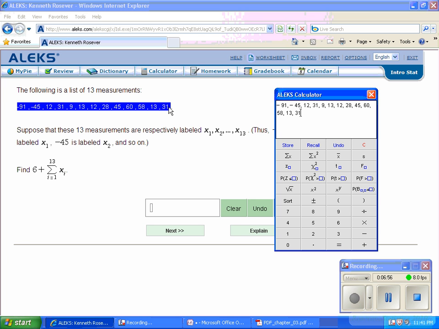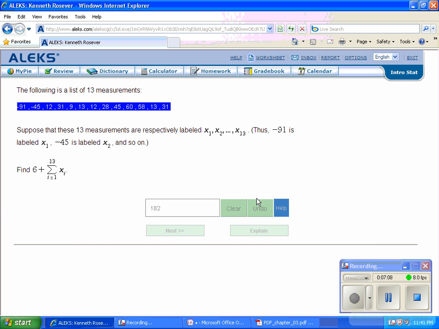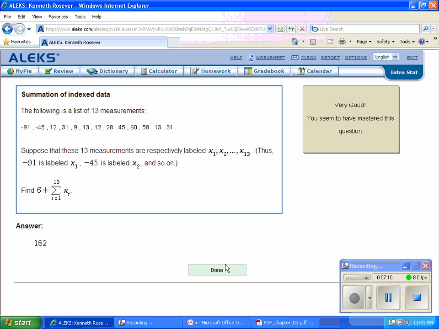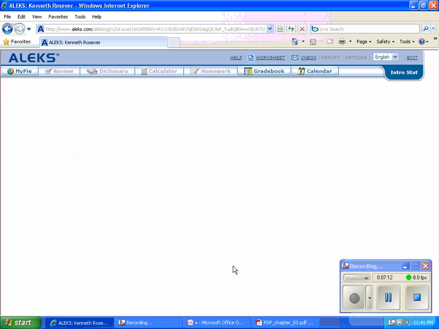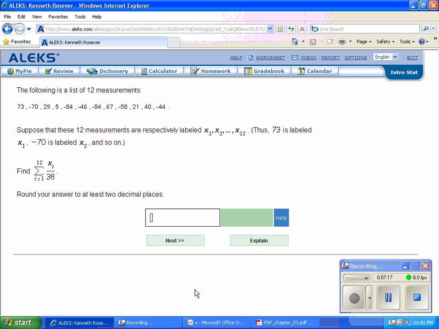I just go like this, hit summation, and I add 6 to that. Plus 6, I get 182. You can do that in your head. And then I hit next. And it'll tell me, very good, you seem to have mastered it. But I don't want to be the master. I'm going to hit it again because I'm going to keep reviewing and see what else they have.